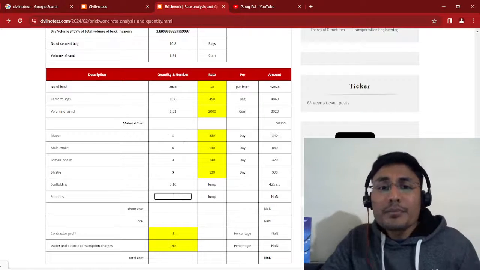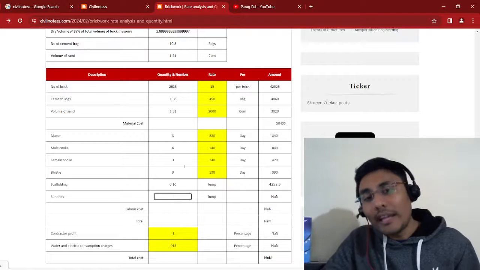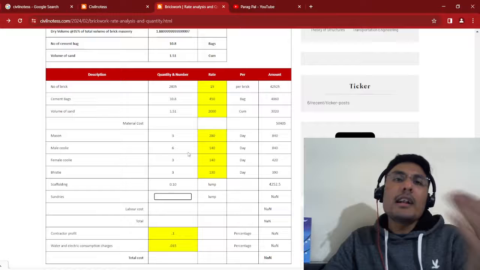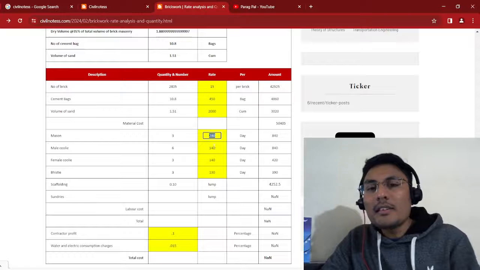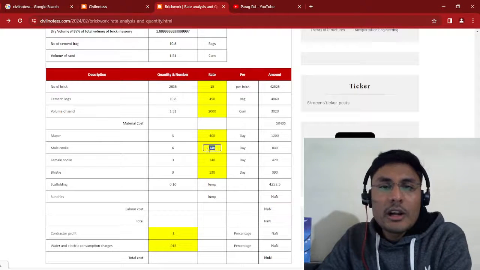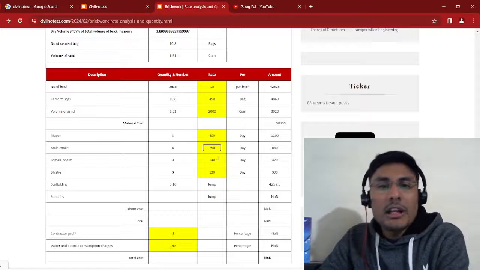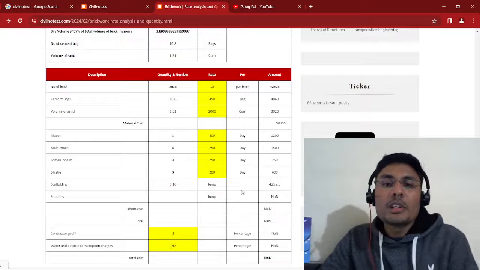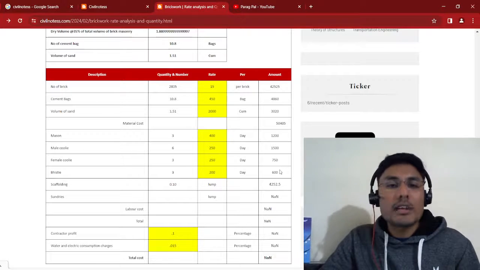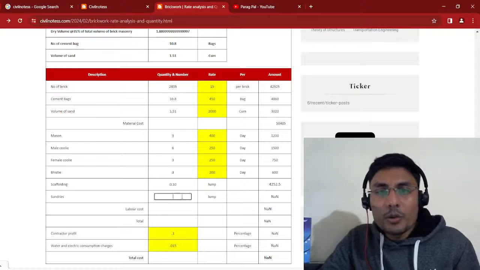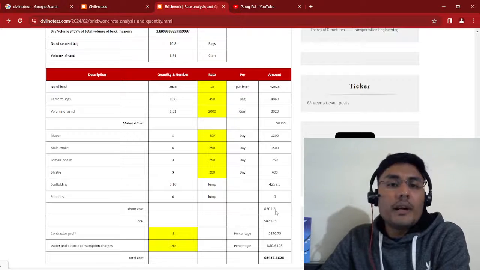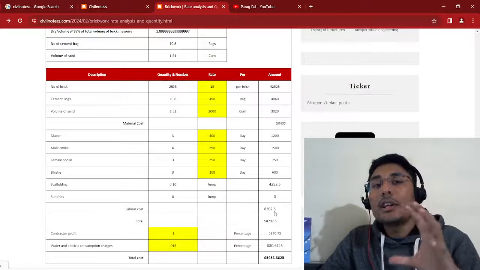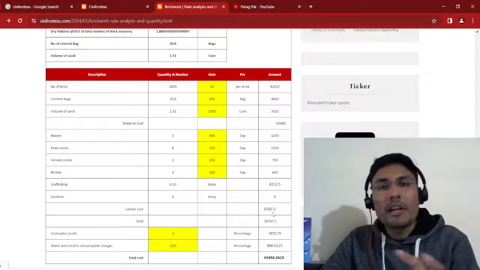You can see this I have taken with respect to my experience. You can take it with respect to your experience. Then you need to change the rate over here. The mason rate for a day is 400, for male coolie 250, for female coolie 250, for bhishti 200 rupees. Based on that you can see the labor cost is also calculated, and just put zero over here. So you can see 8302 rupees will be required for the construction labor cost for this overall brickwork calculation.